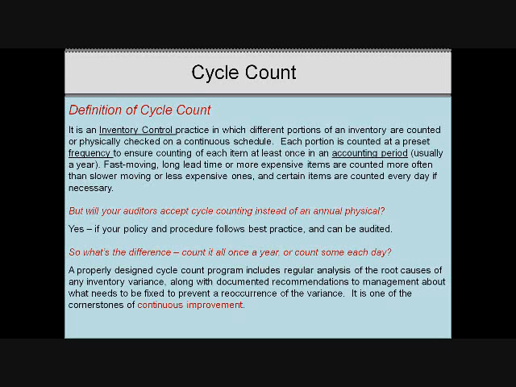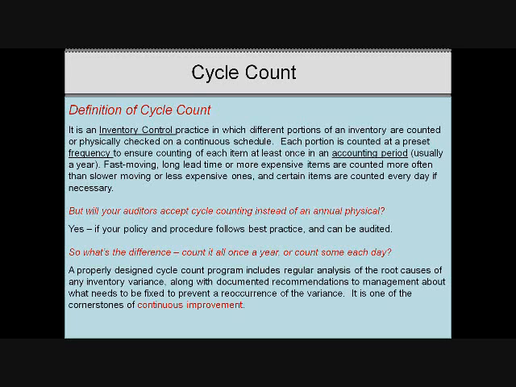But you might ask, well, what's the difference? You know, count it all once a year or count some each day? The critical difference between physical inventory and cycle count is that the cycle count policy and procedure must include a regular analysis of the root causes of any variances. And that presupposes that you would then report that to management, discuss what's causing it, find out what process or procedure is broken upstream, and fix the process. So as you're doing this, the inventory accuracy trend over time should be going up from 80 to 90 to 95 to 98 to 99 and so forth.